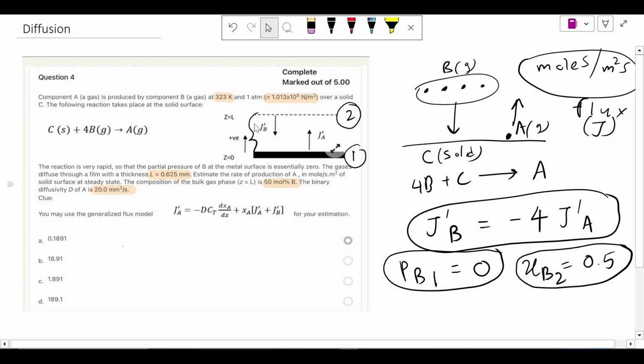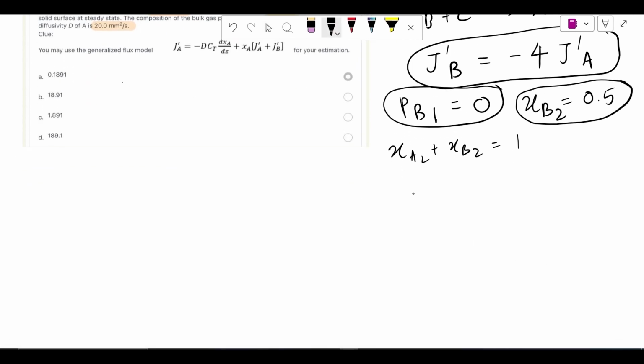In the bulk gas phase, we have only A and B gas, no solid C. Solid C is at the metal surface. In the bulk gas phase we have only A and B. If the mole fraction of B is 50%, we can get that of A. Since the total mole fraction is 1, XA2 plus XB2 is 1, so we get the XA2 value as 0.5.